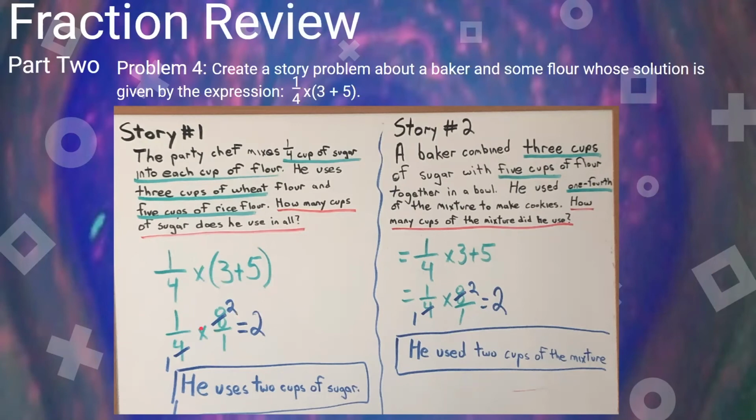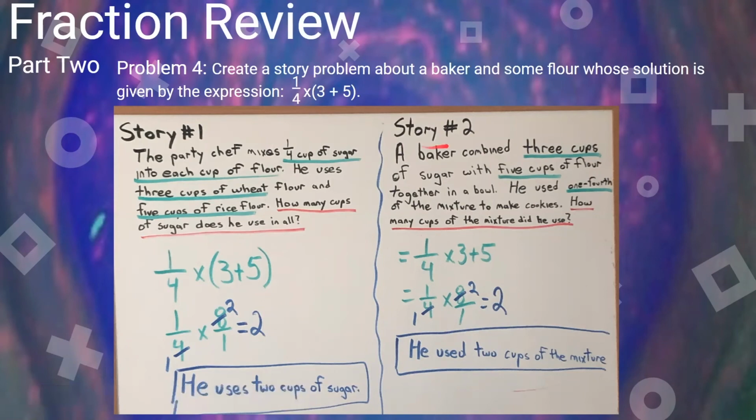So we had 1/4 of sugar, and he's going to multiply that by 3 plus 5. So 1/4 multiplied by 8 now, right? 3 plus 5 is 8. So we have 1/4 multiplied by 8 cups of flour. We simplify, and you get 2. 1 multiplied by 2 is our numerator. 1 multiplied by 1 is the denominator. 2 is the total. He used 2 cups of sugar.